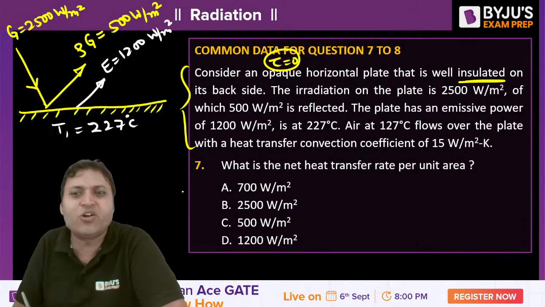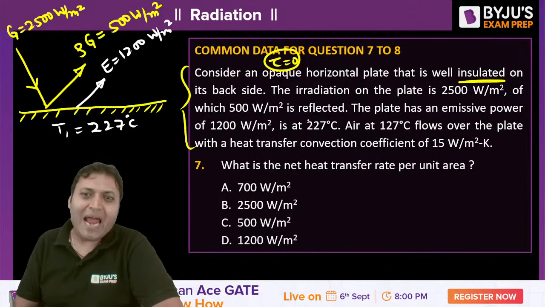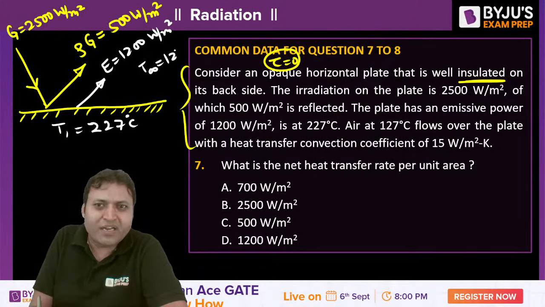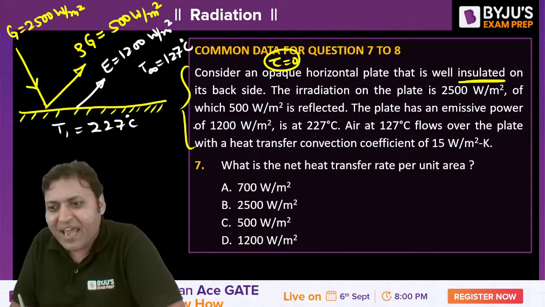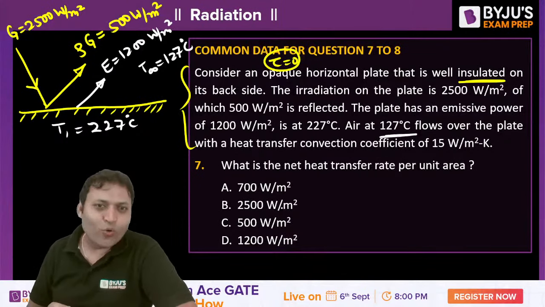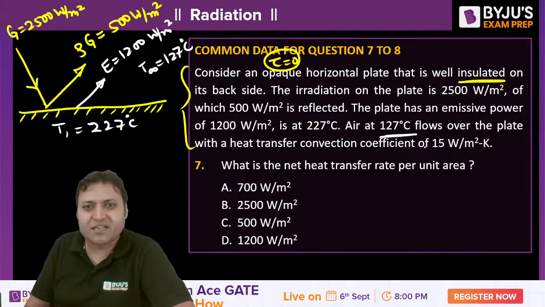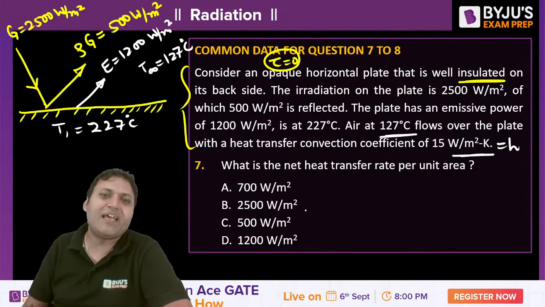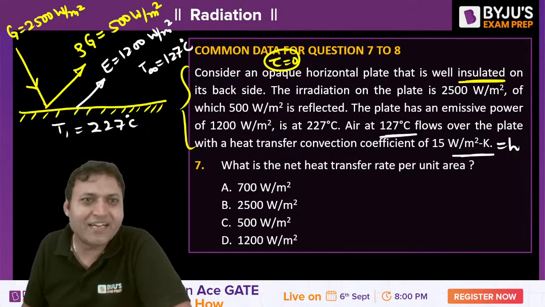You can easily convert it into Kelvin. Air flows over at 127 degrees Celsius. T infinity is 127 degrees Celsius. The air flows over the plate with the convection coefficient H given as this. What is the net heat transfer rate per unit area?